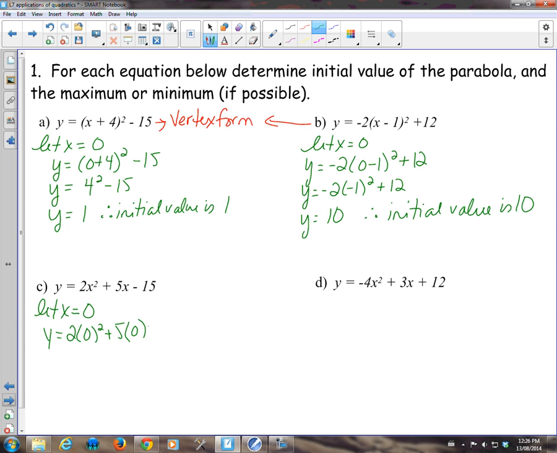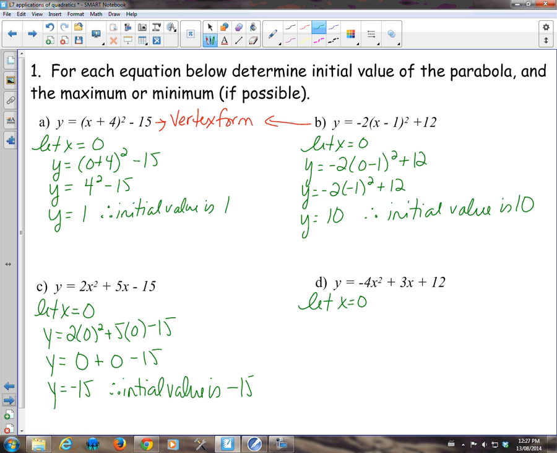And BEDMAS, 0 squared is 0, times 2 would still be 0. 5 times 0 would be 0. Take away 15. So we'd have negative 15. Therefore, initial value is negative 15. And the same thing with this one. Initial value, let x equal 0, and calculate. And when we calculate that all out, we end up with initial value of 12.